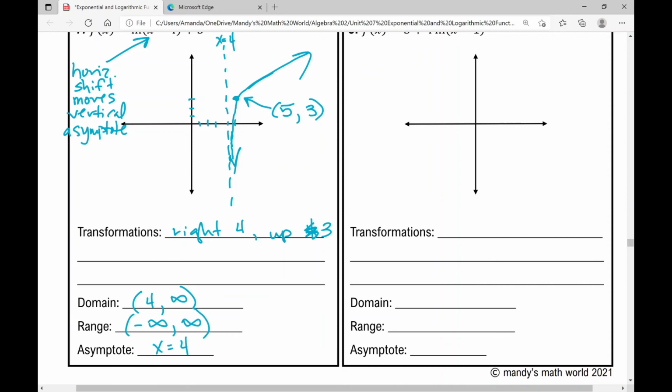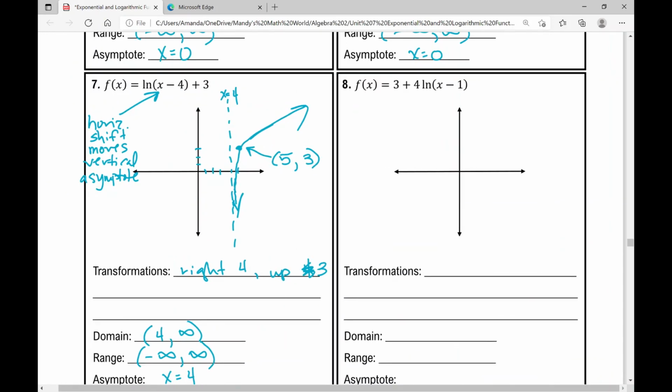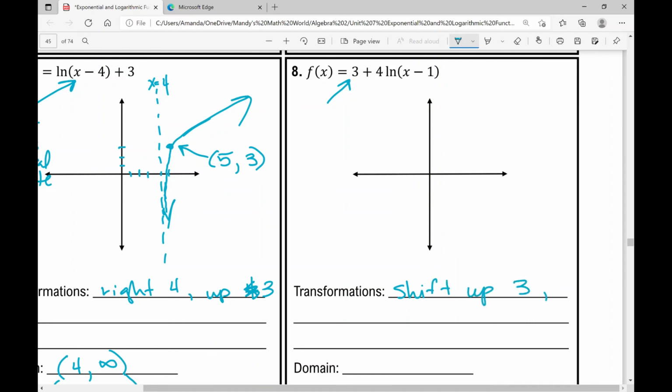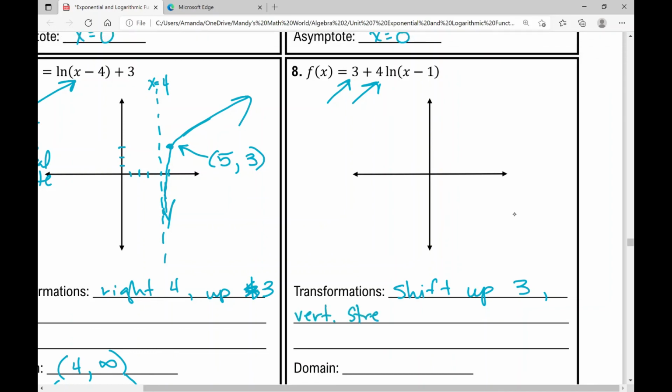And let's move on to our last one. And here we go. Number 8, f of x equals 3 plus 4 times the natural log of (x minus 1). So this looks a little different. A lot of times you might see the plus 3 on the end, but we see it out in front. And that 3 right there is actually our shift up 3. What else is going on here? That 4 out in front, that's going to be a vertical stretch by a factor of 4.